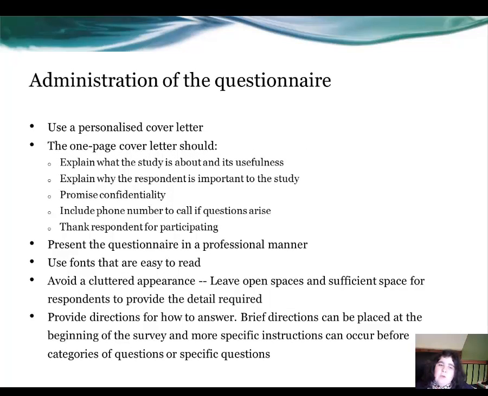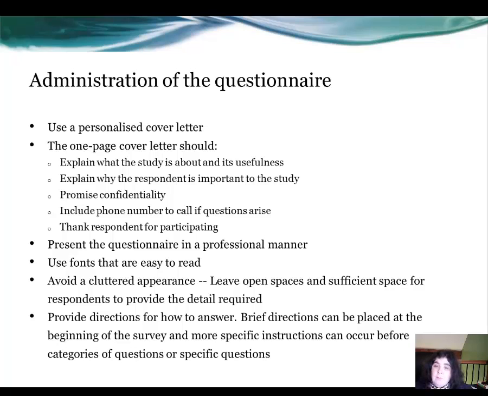Then we have the administration of the questionnaire. Use a personalised cover letter. Don't say "Dear Sir" or "Dear Madam." Say "Dear Mr. O'Donoghue." You should explain what the study is about. Explain why the respondent is important to the study. Promise confidentiality. Remember, going back to your research ethics form, where you indicate confidentiality or anonymity. Include a phone number to call if questions arise.